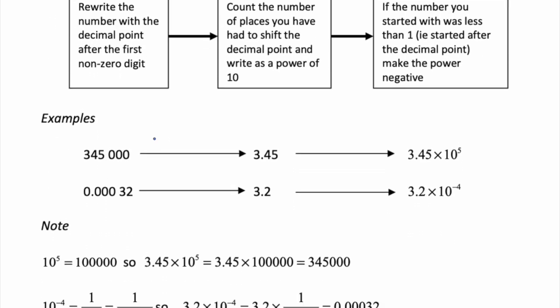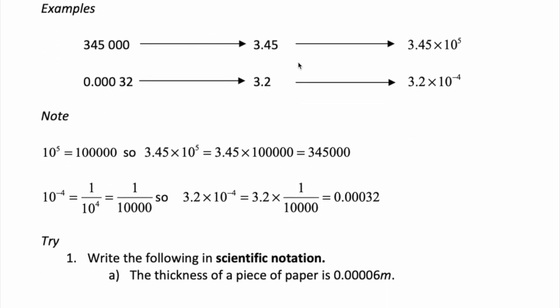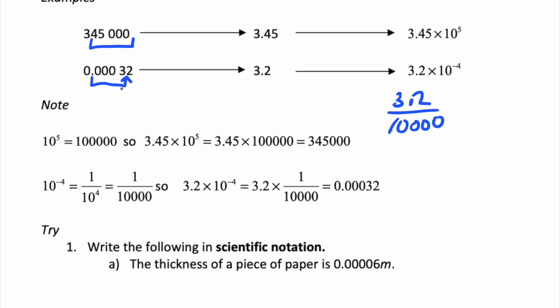Okay, let's look at some examples. Well, here's some examples you can read yourself. This is 5 decimal places, so it's 3.45 times 10 to the power 5. This is 4 decimal places to get after the first non-zero digit, which is 3. So that's 4 decimal places, and it's a smaller number, so it's times 10 to the power of negative 4. Okay, that's because that's the same as dividing by 10 to the power of 4, which is 10,000, and it makes this very small number right here.